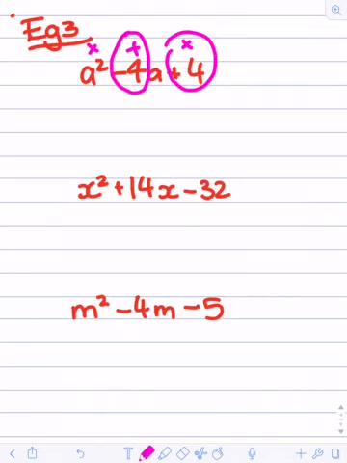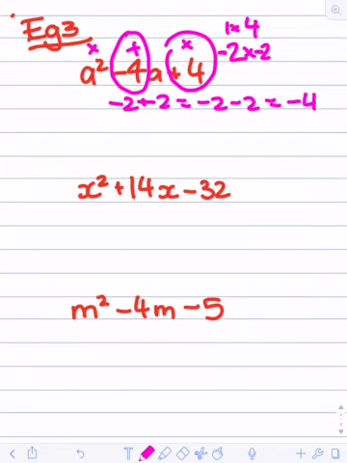Add to give me negative 4. I can write all my multiples of 4: 1 times 4, 2 times 2. Now I know that none of these are going to add to give me negative 4. However, we know that a negative multiplied by a negative gives us a positive. So could it be minus 2, minus 2? Minus 2 times minus 2 is 4. Minus 2 plus minus 2, which is the same as minus 4, does give me negative 4. So my two numbers are minus 2 and minus 2. They're my two numbers that I'm using.